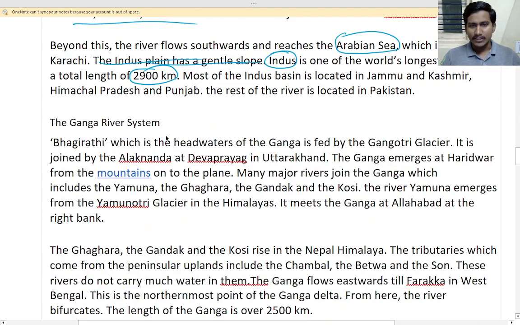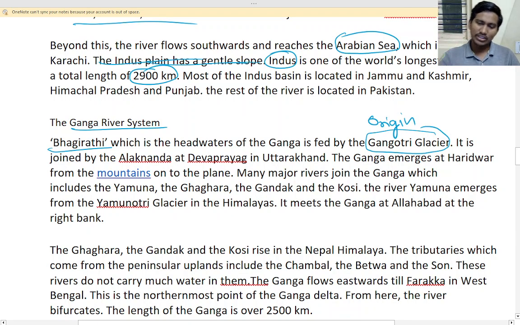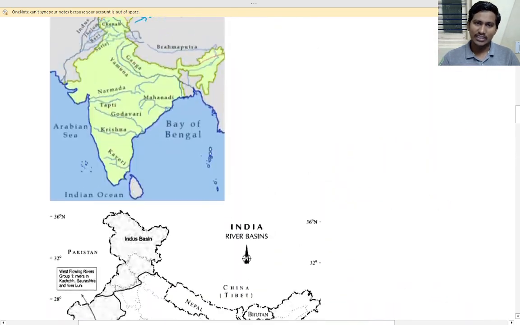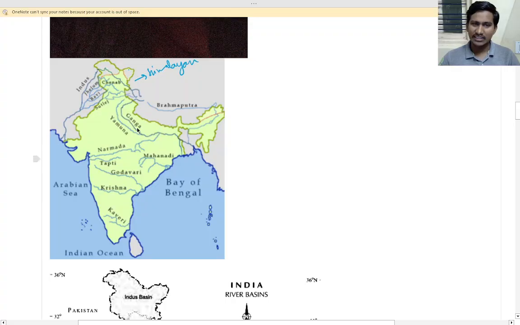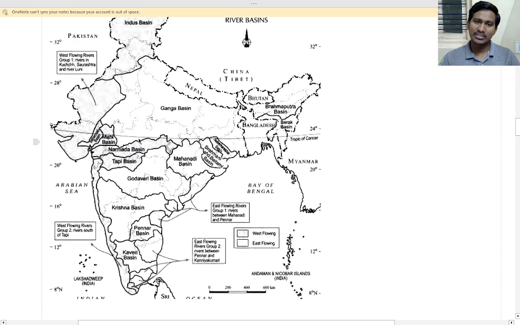Okay, so our next river is the Ganga river. So the Ganga river, Bhagirathi, which is the headwaters of the Ganga, is fed by the Gangotri glacier. Where does the Ganga river originate? It originates from Gangotri glacier, in the Himalayan foot ranges, right? Can you see here the Himalaya? So the Ganga is coming from here, that is in Gangotri. It will originate here in India. So Gangotri glaciers, these are the Himalayan mountains. So this is where it originates.